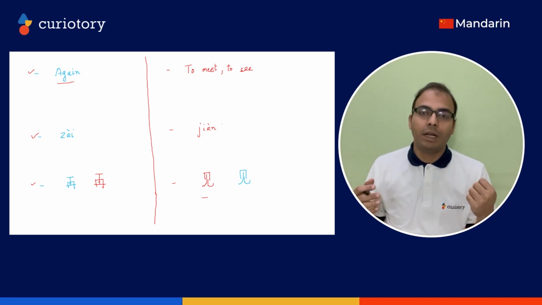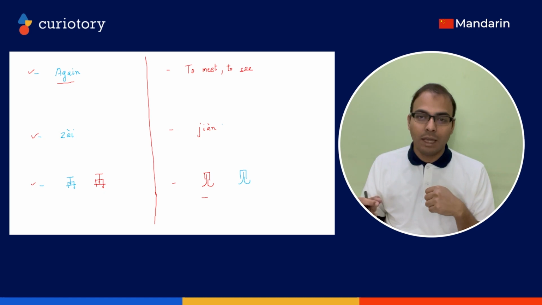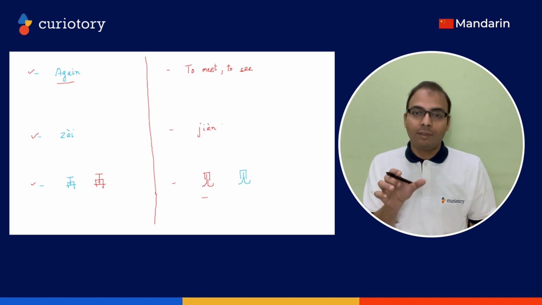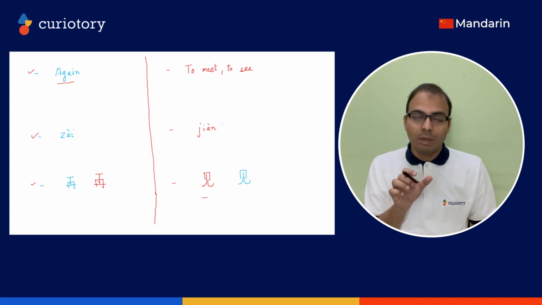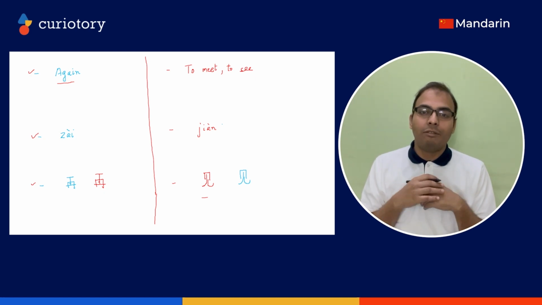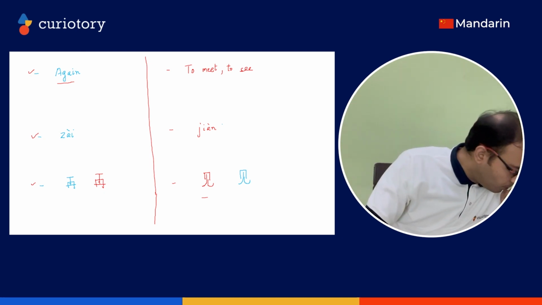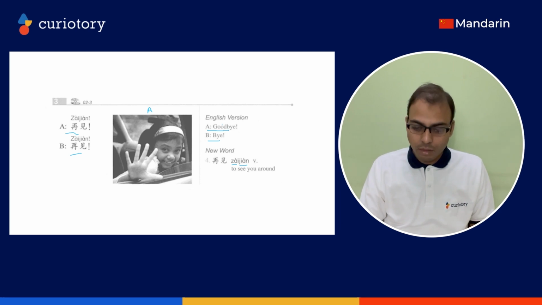So when do we say we will meet again? Of course, when we are parting, when we are going somewhere. That's why its meaning comes out to be goodbye. So basically the meaning of 再见 is not goodbye as such. 再 means again, 见 means to meet. So the meaning is we will meet again. But when do we say this? We say this when we are going somewhere, when we are parting. That's why the collective meaning of 再见 comes out to be goodbye.